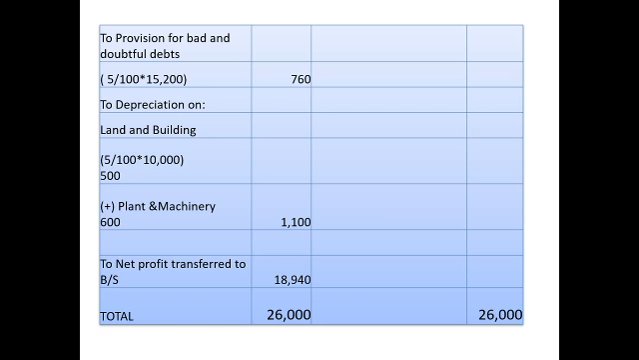There is one income, so write on the credit side by commission 600, by interest 200. And to provision for doubtful debts, there are no bad debts given in the problem, so we can write directly this amount, 5% on debtors. And to depreciation on land and building, apply whatever percentage is given in the problem. So 500 plus 600, 1,100. Ultimately when we take the difference, income is greater than expenses, so there is a net profit of 18,940. It should be transferred to the balance sheet where we have to add it to the capital.